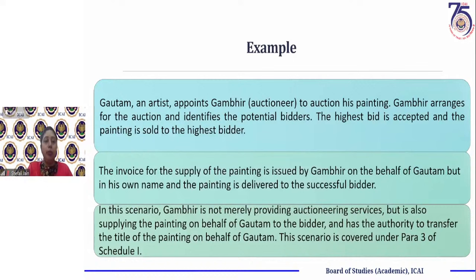Gautam, an artist, appoints Gambhir, an auctioneer, to auction his paintings. Gambhir arranges for the auction, and this is a similar transaction to the one we did for the bank, but here an artist has appointed the auctioneer for auctioning his paintings. Gambhir is the agent. Now what Gambhir is doing is issuing an invoice in his own name to the bidders. So in this case, Gambhir is not merely providing auctioneer services, but is also supplying paintings on behalf of Gautam to the bidder. And therefore, he is an agent under Para 3 of Schedule 1 because he is actually issuing the invoice in his own name and not in the name of the artist, Gautam. The main thing is that he has to issue the invoice in his own name.